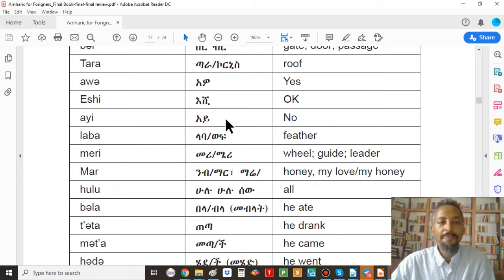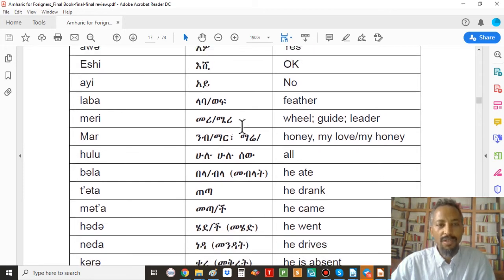But this one, the meaning is very different, very unrelated. So the three words I repeat: Ao, yes; Ishi, okay; I, no. Remember, Ao, Ishi, I, and let's move on to the next other words.